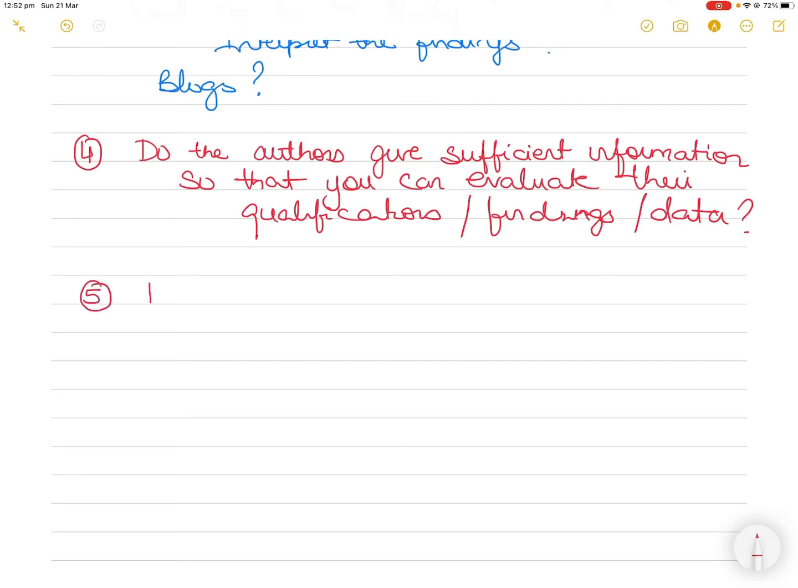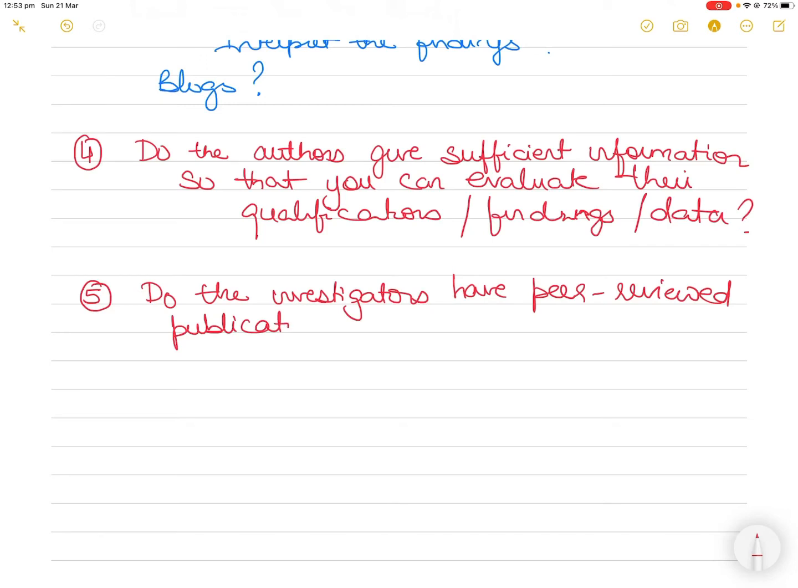Number 5, I would say, is, do the investigators who are writing that part of the website have peer reviewed publications? Even if they are writing blogs, maybe those blogs are backed by their research, and that's fine. Maybe they have been publishing peer reviewed papers in good journals, and now they are taking information from their own journals and writing blogs. That's fine, there's nothing wrong with that. But then they should ideally be citing their own papers, right?